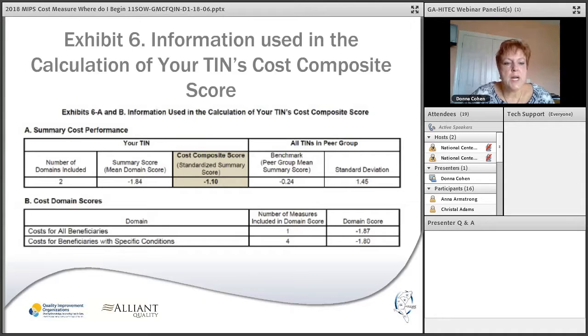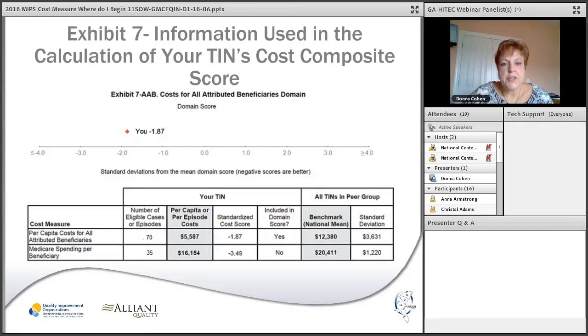So we see under the cost the number of domains that are included, and the domains are listed here at the bottom of the screen. That cost for all beneficiaries as well as the cost for beneficiaries with specific conditions. What this particular TIN's domain score is compared to the benchmark. Again, the lower the number, the better.